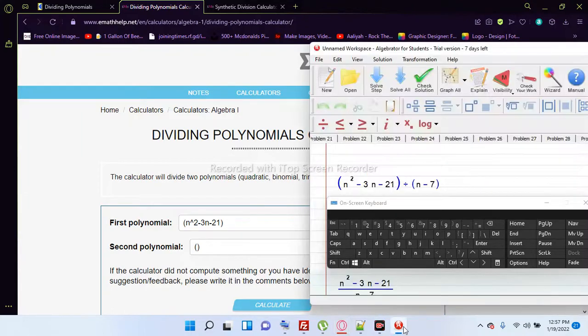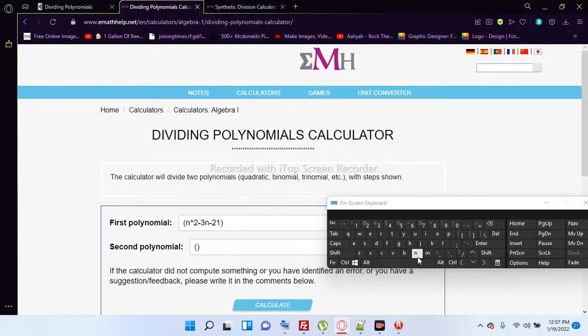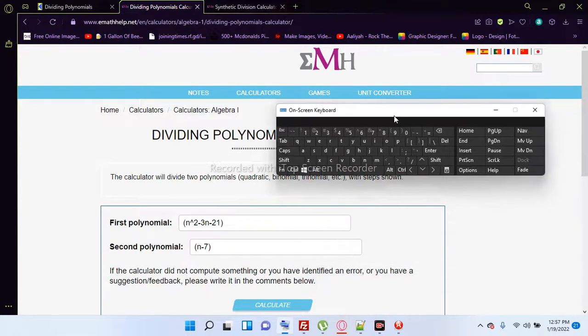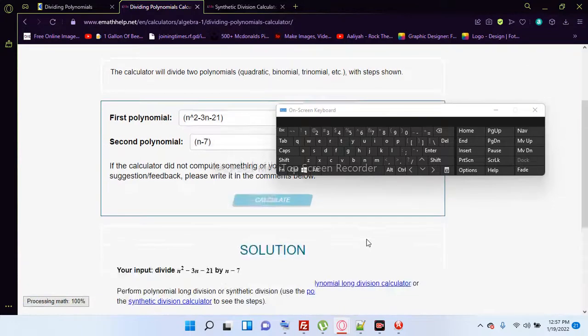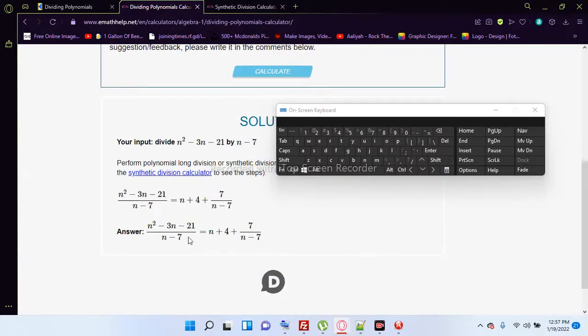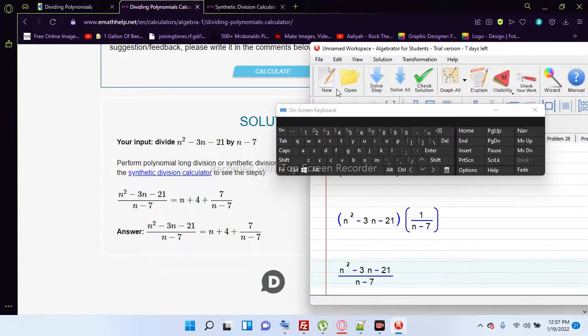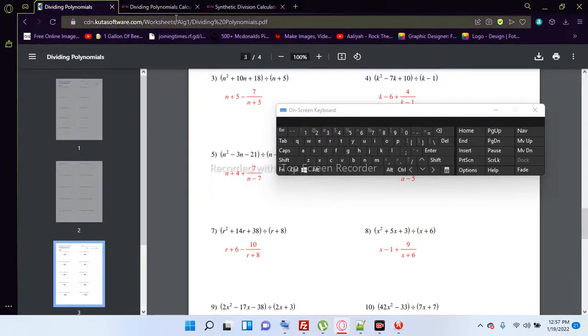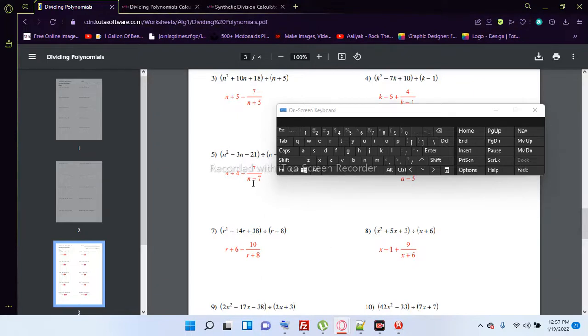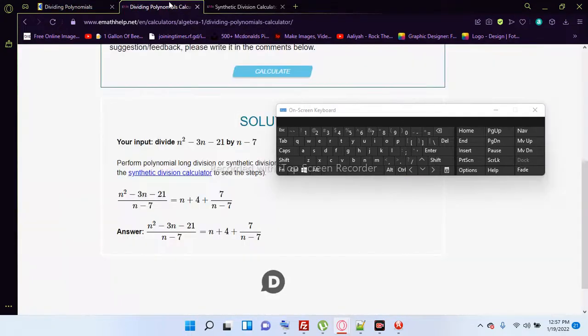I don't care. Okay? N minus 7. Write that in there. N minus 7. You hear me? Calculate it on up. And let's see if this matches what they got over there. We look up the Algebrator, and it doesn't say that. And what does it say over here? N plus 4 plus 7 over n minus 7. Does it say that here? N plus 4 plus 7 over n minus 7.